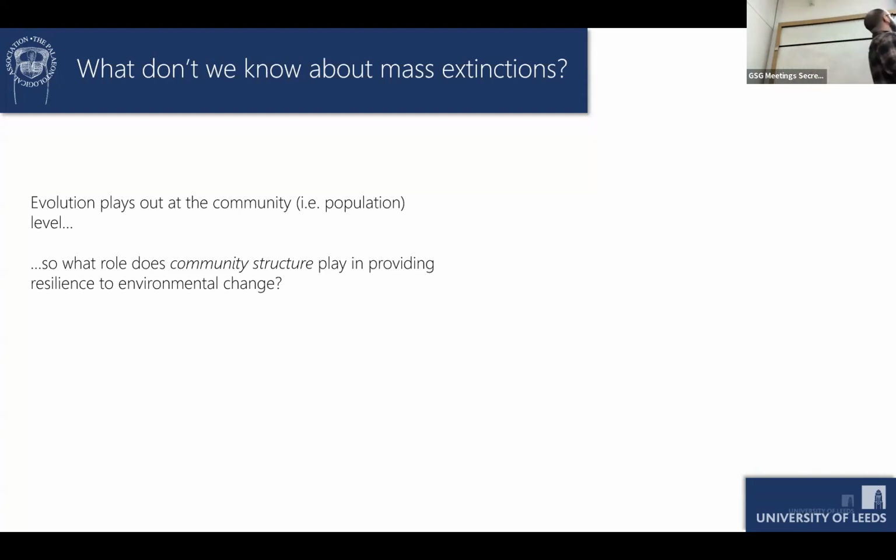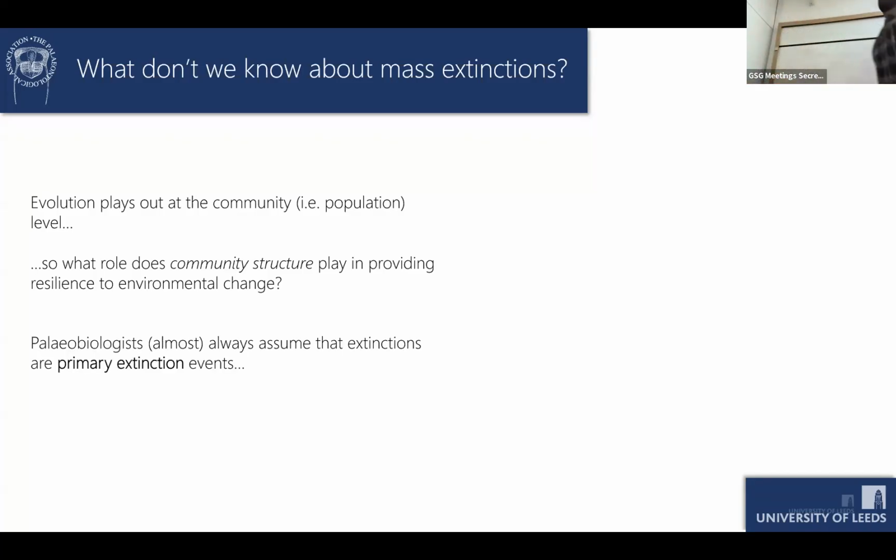So first of all, when we think about evolution, it plays out at the community or population level, if we're talking about individual species. So it's really important to think about, when we're thinking about mass extinction events and how they unfold, how we go from a functioning biosphere through that collapse to our devastated post-extinction world, that it's actually important not just to think about the environmental abiotic changes that are happening, but also the biotic changes. So what's happening in terms of our community assemblage and our community structure. So what role does community structure play in providing resilience to environmental change?